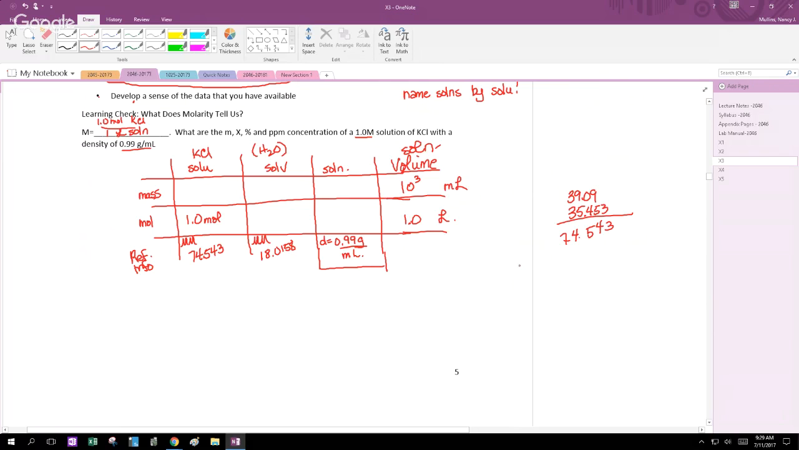If you're not given a density, assume that the density is 1, but write it down. Anytime you make an assumption, write down why you're making that assumption. So what could I find based on the amount of information I have right now?